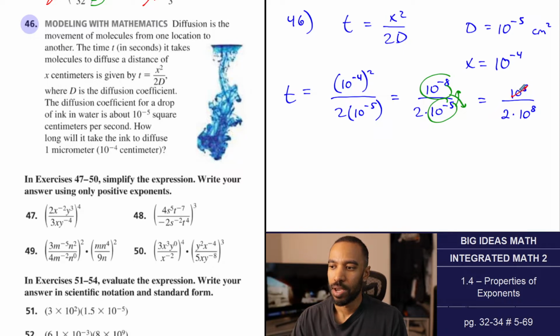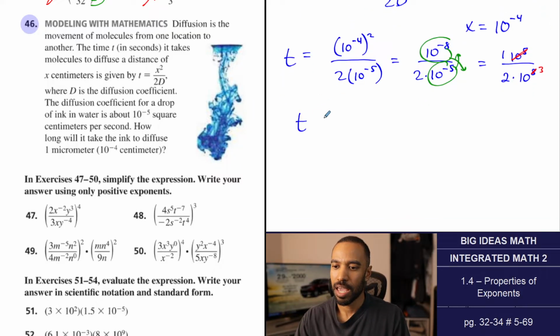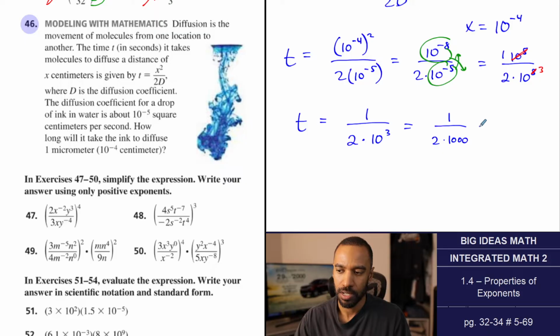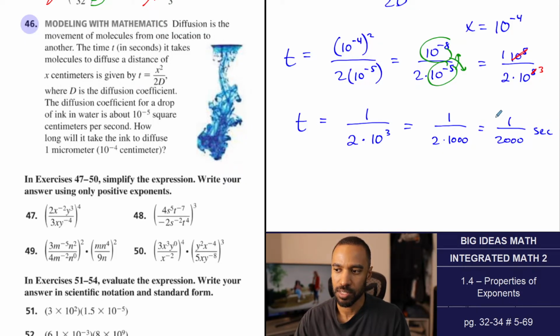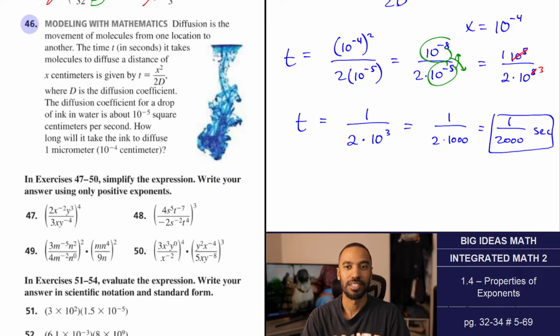All 5 10s go away in the numerator. You are still left with 1 on top, right? And 5 of them get removed in the denominator. You're still left with 3 of them. So now we have time as 1 over 2 times 10 cubed. This is in seconds. So 1 over 2 times 1,000, which is 1 over 2,000, or 1/2000th of a second. It doesn't take long.